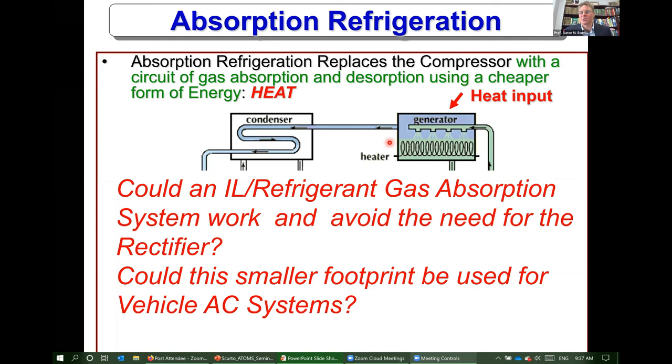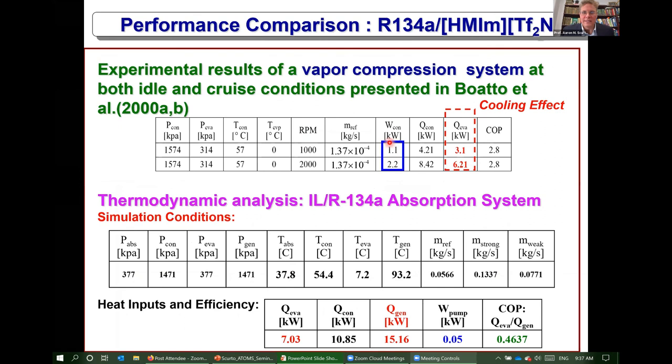So is there any way that we can use this absorption system and use some type of heat found in vehicles in order to power this type of cycle? What we've done here is simulated the traditional vapor compression cycle that you have in your traditional automobile, looking at different RPMs, et cetera, but really seeing what kind of cooling effects we can get. We then looked at our new ionic liquid R134A absorption system.